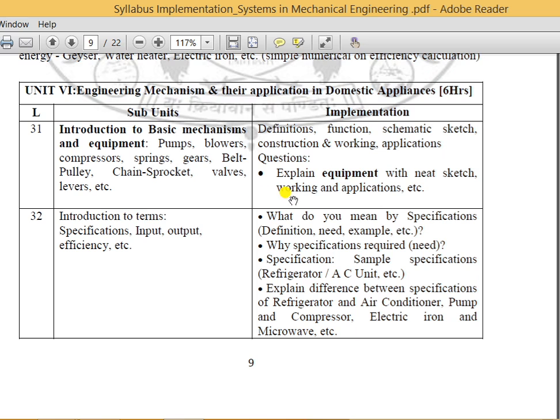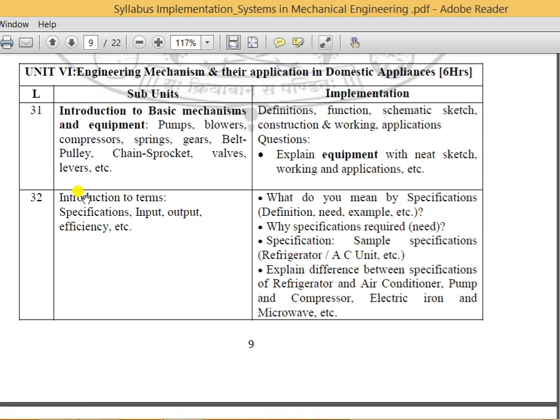Explain equipment with its sketch, working and application, like pump, blower, compressor. Here the single acting compressor is important. What do you mean by various kinds of belts and pulleys? That is open belt drive, closed belt drive, as well as pulley systems. Chain sprocket used in bicycles, valves which are used in taps, and levers, where there is a first kind of lever, second kind of lever, like that.